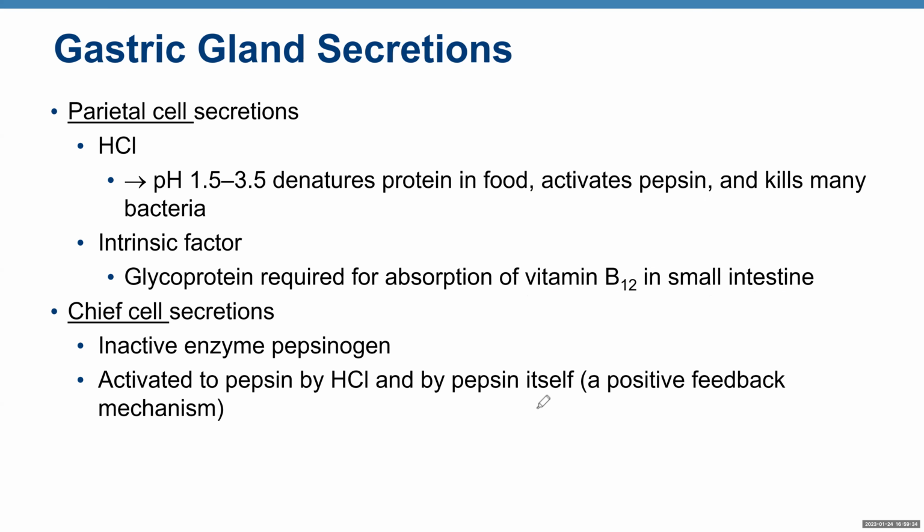And chief cells secrete an inactive enzyme, pepsinogen, that is activated to pepsin by hydrochloric acid and by pepsin itself, a positive feedback mechanism. So the more pepsinogen, the more pepsin we have, and then this pepsin starts activating pepsinogen. That is pretty interesting. But hydrochloric acid is very important for activation of pepsinogen.